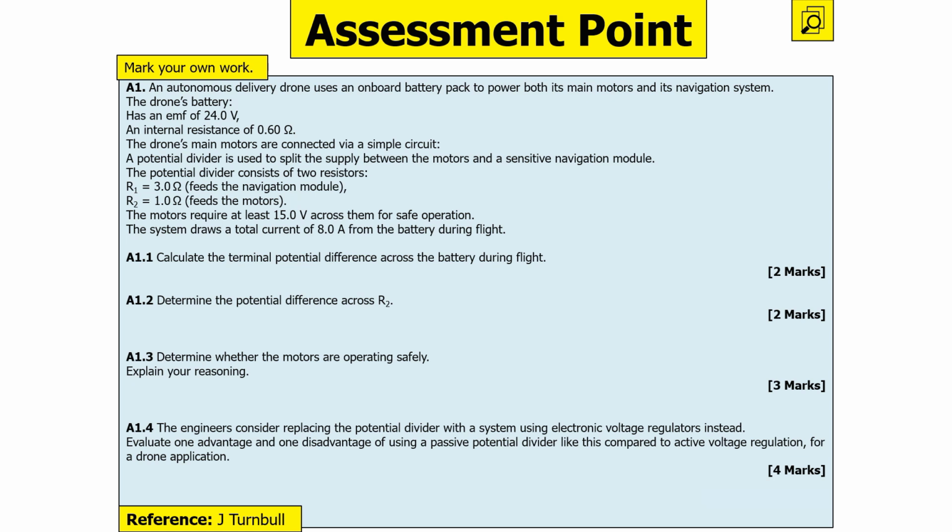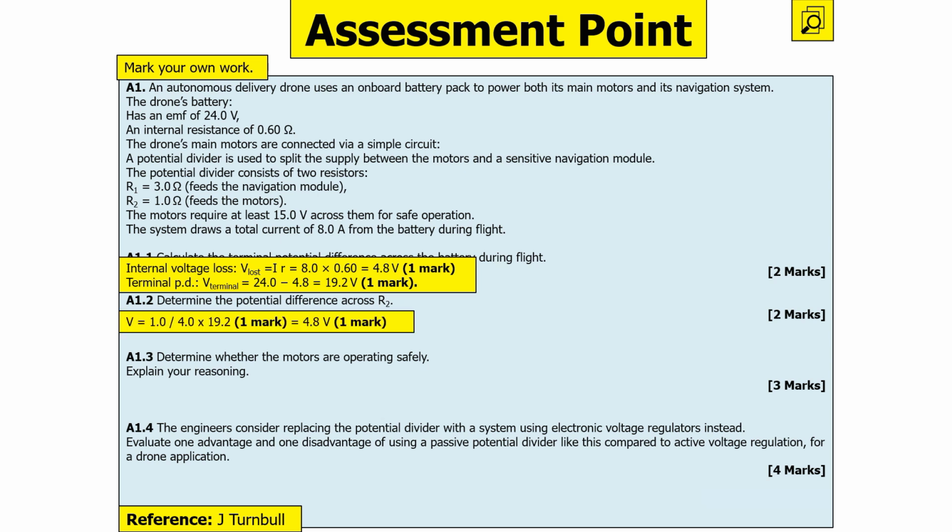Right, in this first one, the internal voltage loss, or loss volts, is V equals I times the internal resistance. So you work it through to be 4.8 volts. Terminal PD is the EMF minus the loss volts, so it's 19.2 volts. Our potential difference across R2, we can work it through by looking at the resistance, by V equals IR, and you get it out to be 4.8 volts.